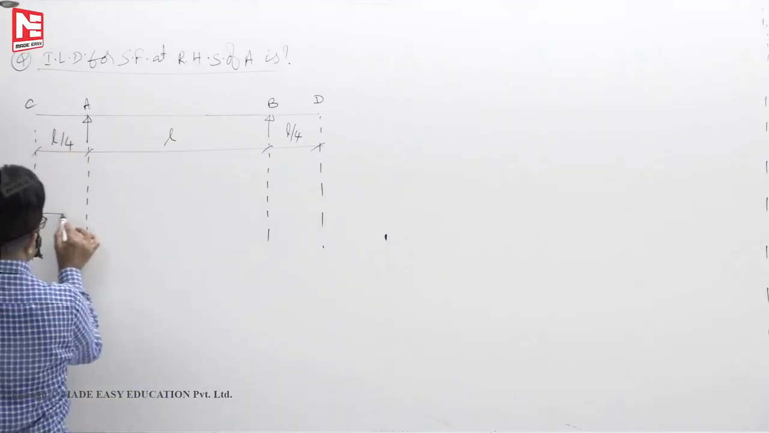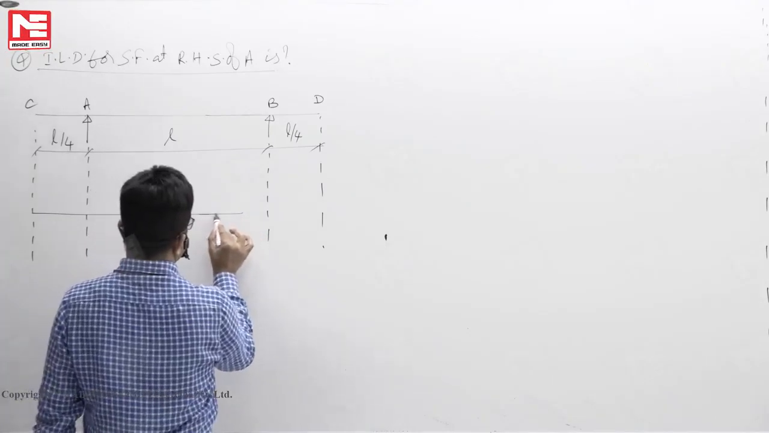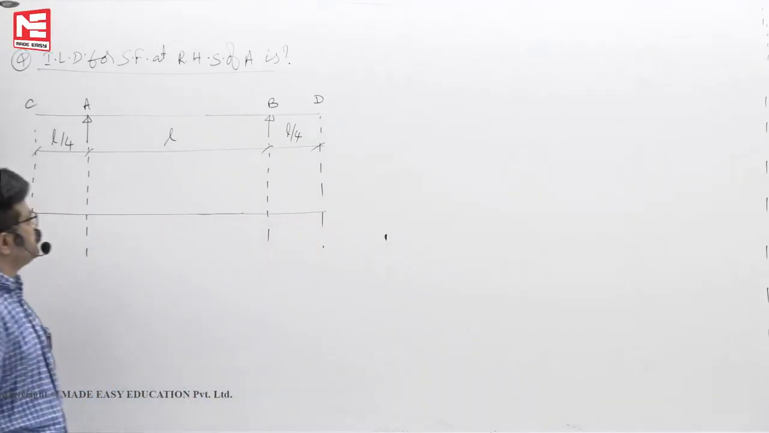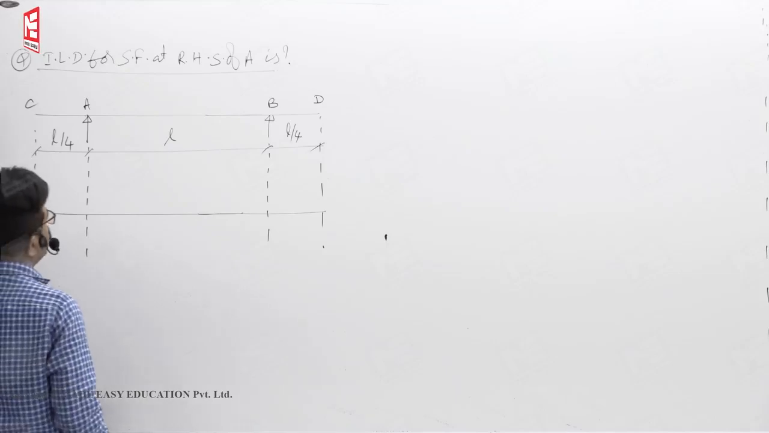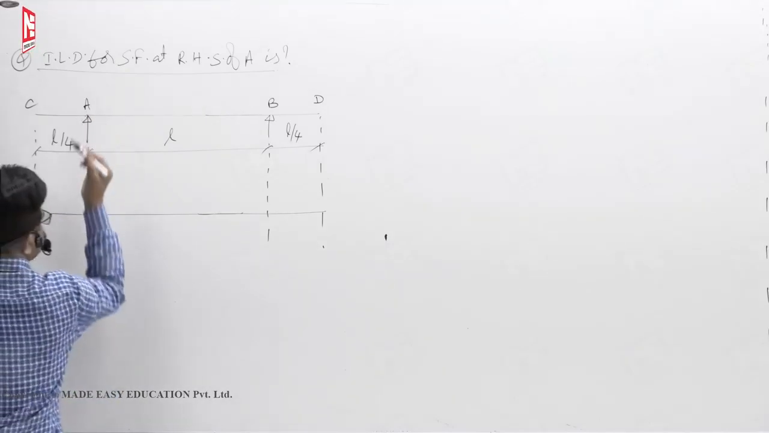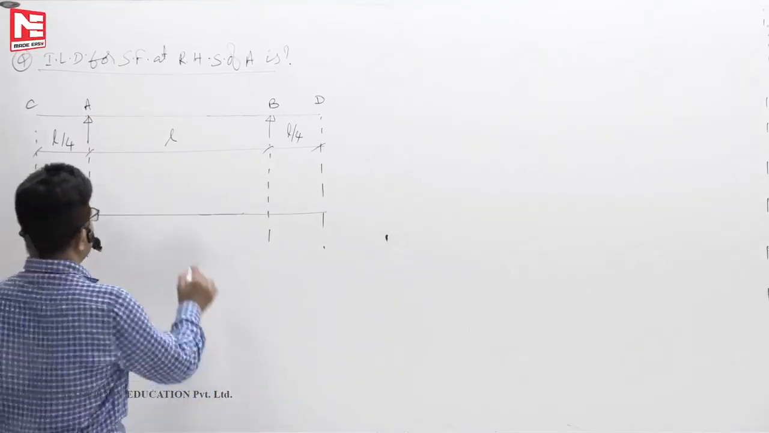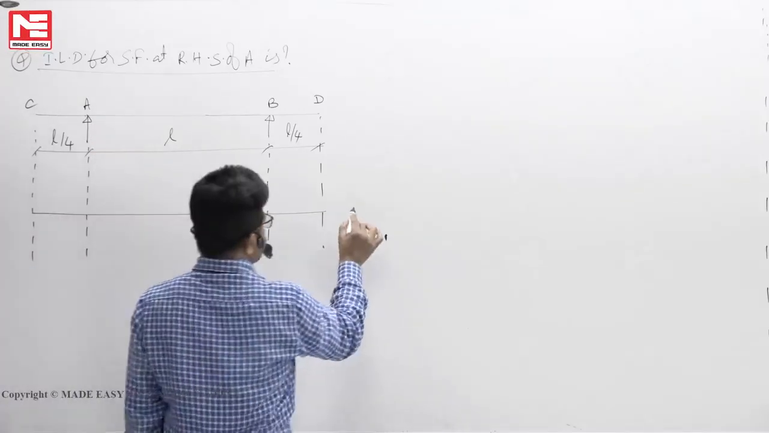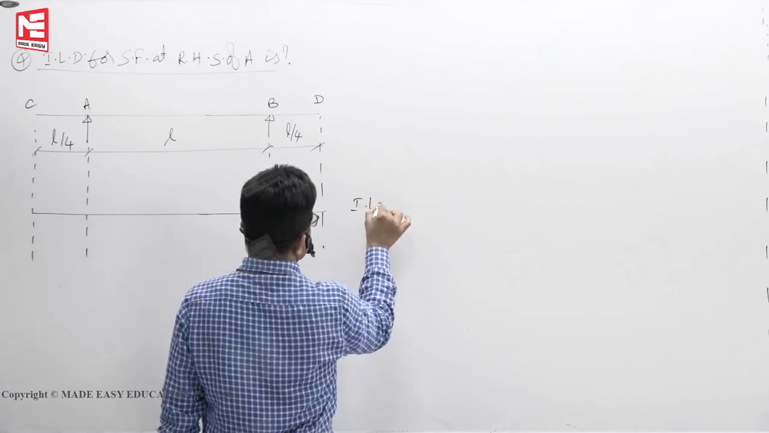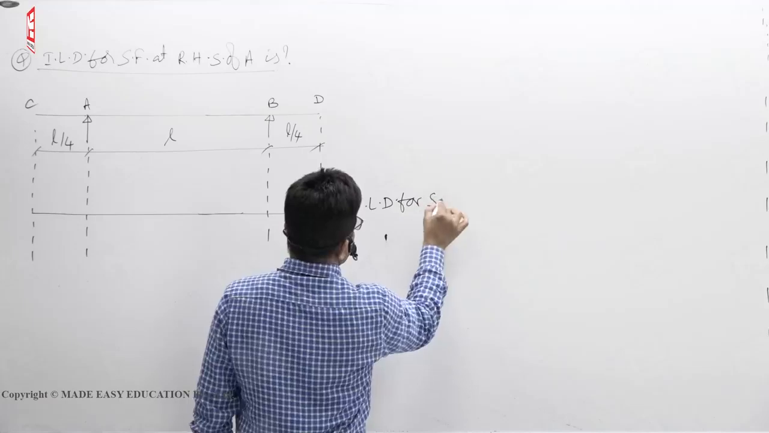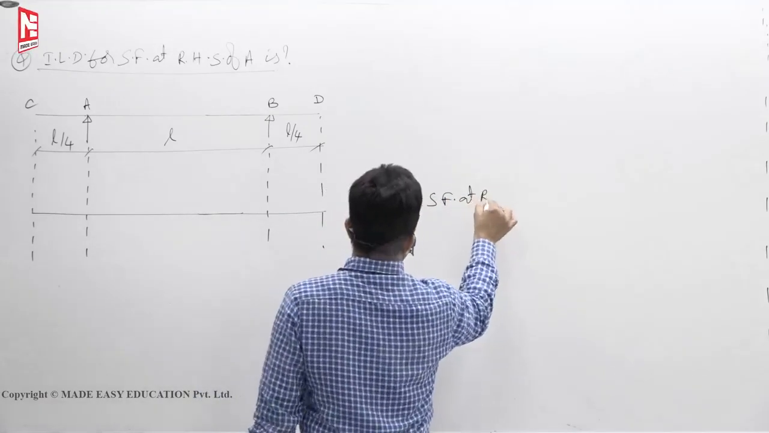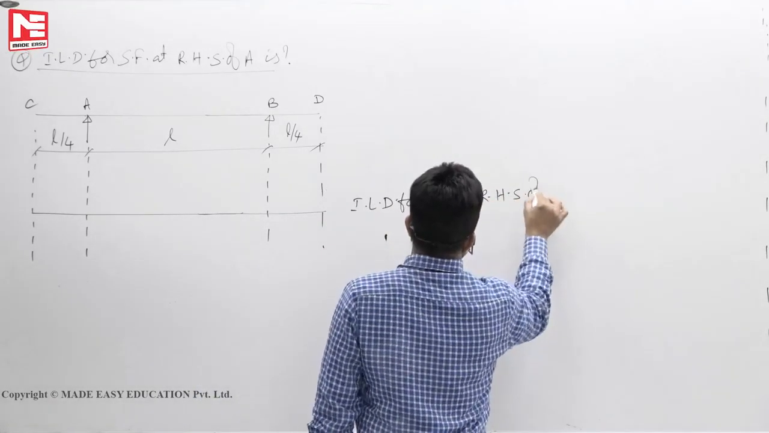Okay. This is the reference line. RHS of A is just to the right hand side of A. Now, what is the process? ILD for shear force at RHS of A.